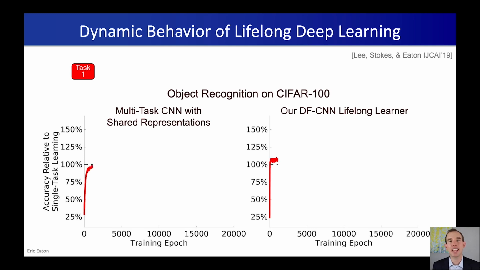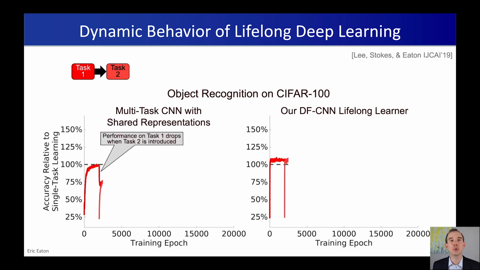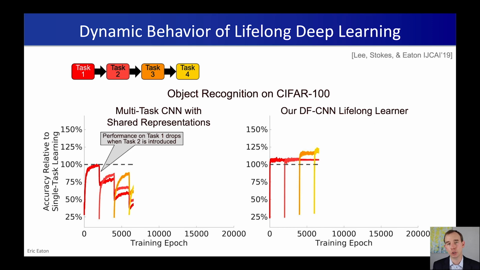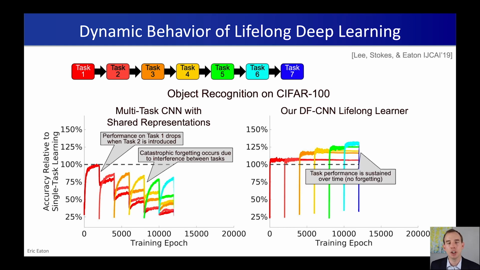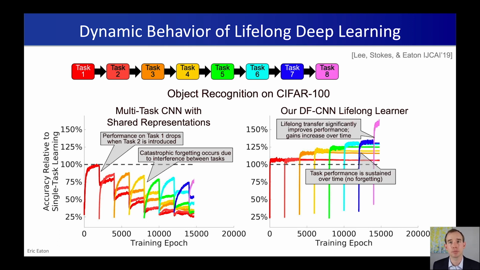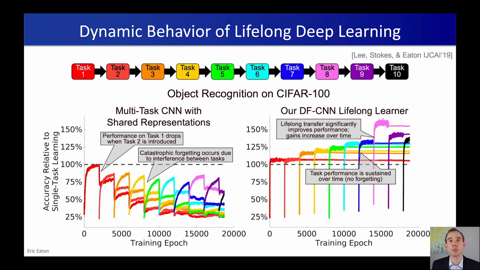Here we show the dynamic behavior of the DFCNN in comparison to a standard multitask CNN during a lifelong learning experiment. As the algorithms first experience task 1 in red, followed by task 2 in red-orange, followed by task 3 in orange, what you can see on the left is that the multitask CNN clearly has interference among the tasks, and the performance drops off. So this is catastrophic forgetting. Whereas on the right-hand side, you can see that the DFCNN retains its performance over time. So it doesn't experience forgetting, or experiences very little forgetting, and it's able to continually build upon the previous performance to achieve new levels of performance.